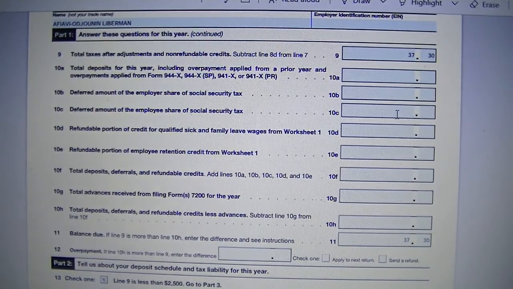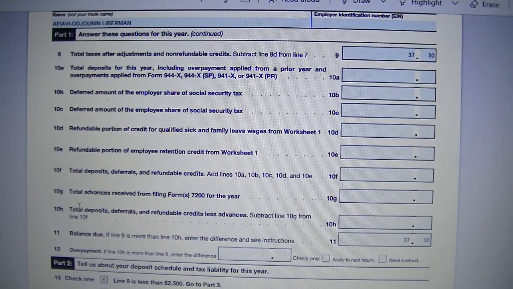And if you have any dollar amount on any line of your 10s, you add them all and you put it on line 10F. And please don't round. And remember, if your line 9 total tax after adjustment is 0, you can put 0 there, don't leave it blank. But any other line that has 0, you just leave it blank. Total advances received from filing Form 7200 for the year will go on line 10G.